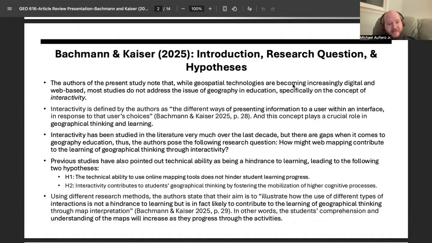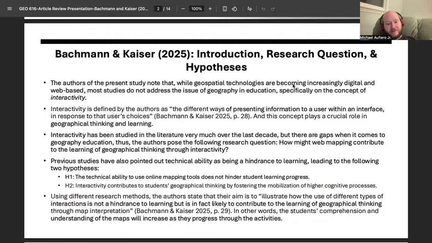So that's the concept of interactivity. Interactivity has been studied in the literature very much over the last decade, but there are gaps when it comes to geography education. Thus, the authors pose the following research question: how might web mapping contribute to the learning of geographical thinking through interactivity? And previous studies have also pointed out that technical ability, or having the knowledge base to do something or not do something, is a hindrance to learning, leading to the following two hypotheses.